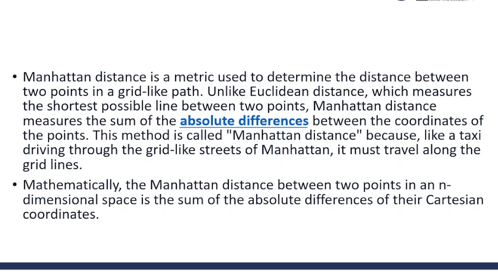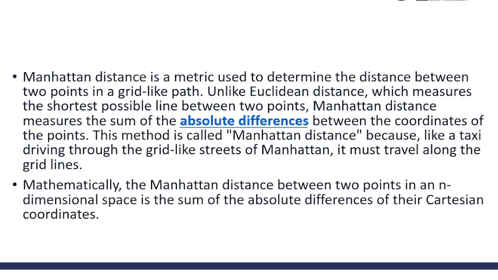Now let us consider the Manhattan distance. Manhattan distance is very much similar to Euclidean distance, just that the Manhattan distance captures the sum of the absolute difference that is there between the coordinates of the point.